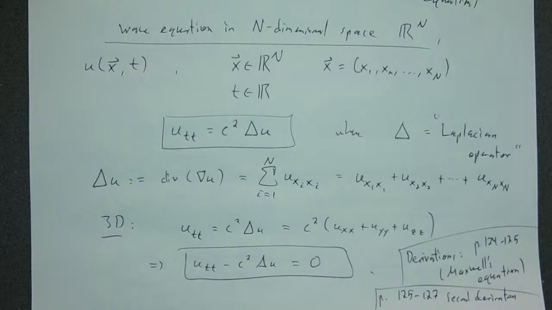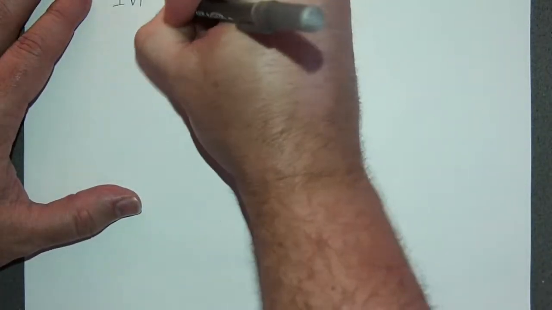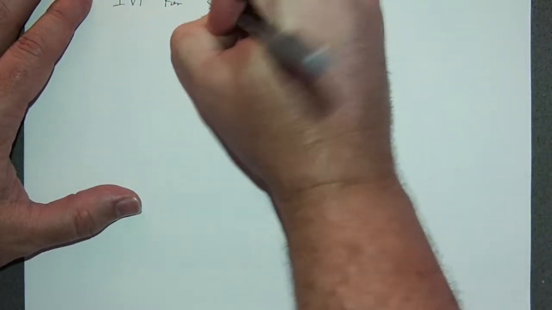Okay, this derivation is from Maxwell's equations. The second derivation is from considering acoustics and the Euler equation. And so, a natural question, and then we'll stop for today: what is the IVP for the 3D wave equation?